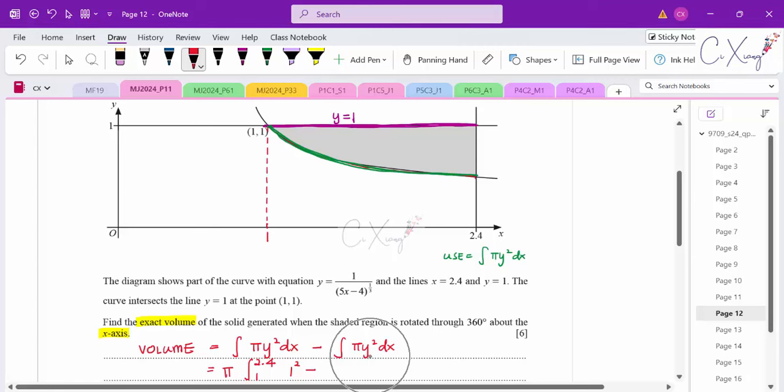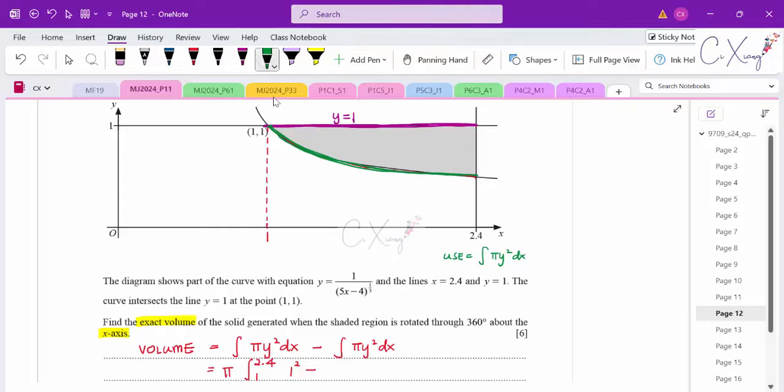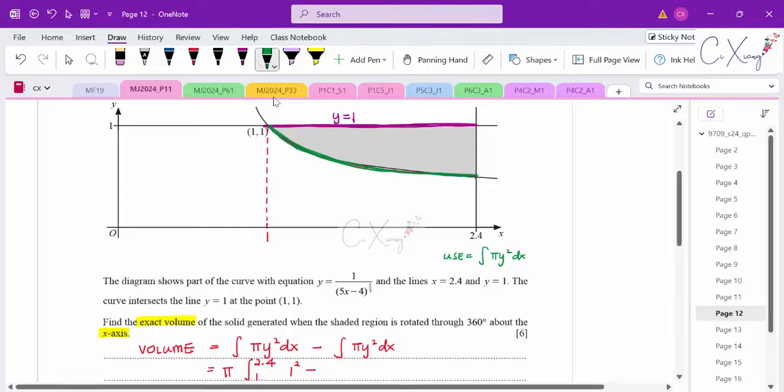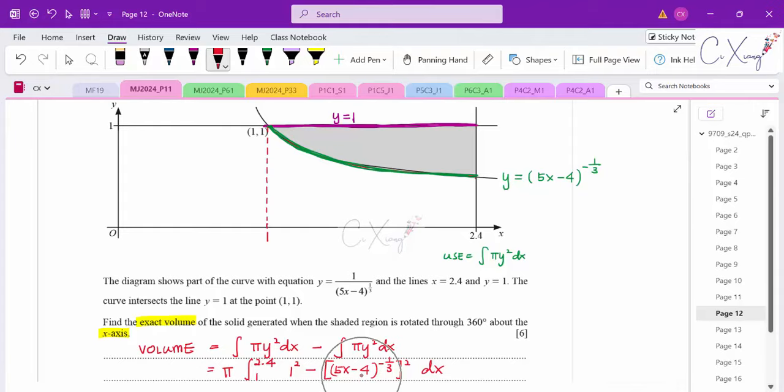For the second y here, I want to substitute the equation for this particular curve. The equation is y equals (5x minus 4) to the power of negative 1 over 3. So if I substitute into my integration, y means (5x minus 4) to the power of negative 1 over 3, and I want to square it. So this is 1 squared minus the second y squared. First y squared minus the second y squared. Okay, so this is how we set up the step.